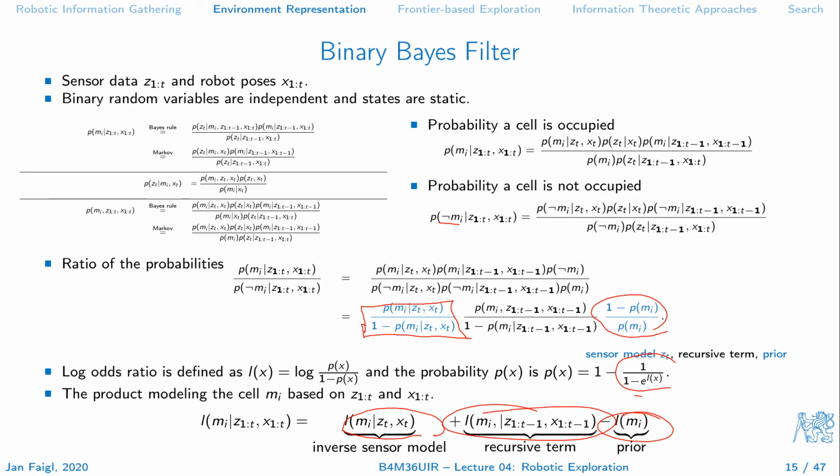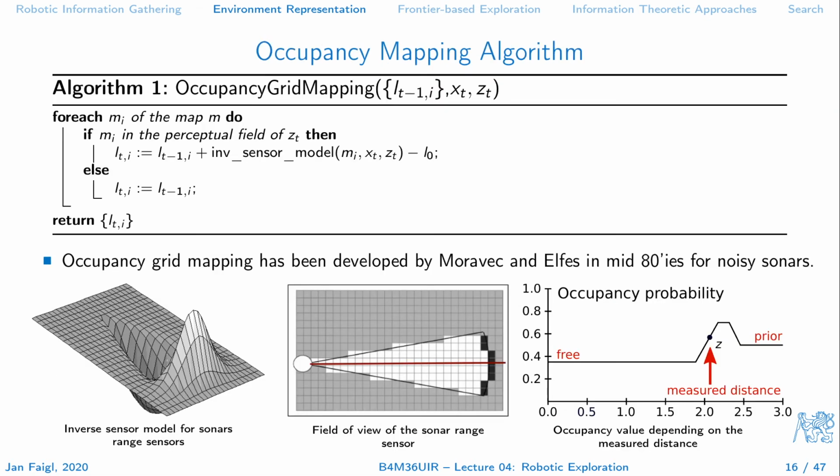So how or why are we doing that? Because now we have a model of the sensor, and we can have this occupancy grid map update. So for each cell of the map, and for each cell in the perceptual field of the new measurements, we can actually update the model, the map, using this very intuitive formula. And why is it important? Because actually the occupancy grid mapping has been developed motivated by noisy sensors.